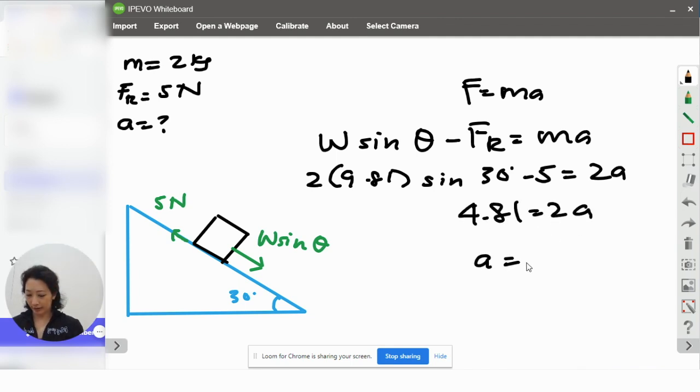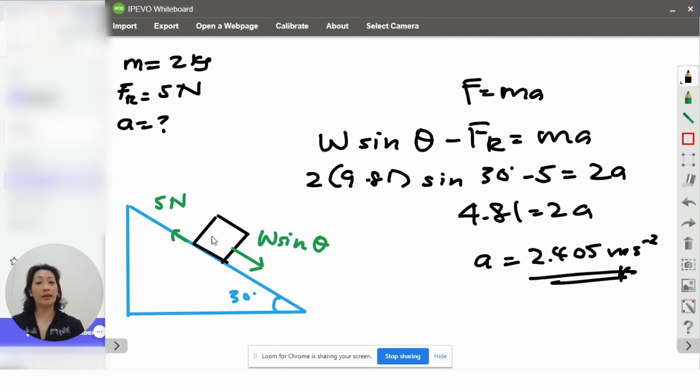When you solve this, you would get 2.405 meters per second squared. And it's acting in this direction. That means it's heading down the slope. And that's how you solve questions involving objects on an incline.